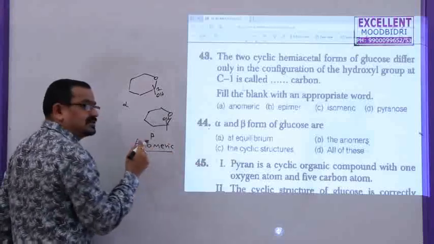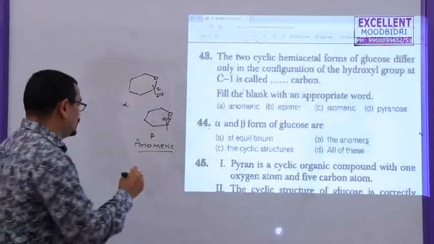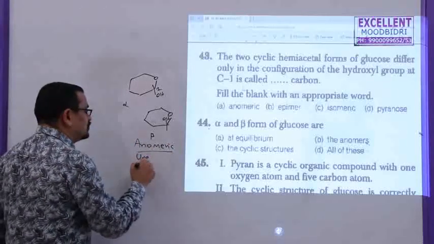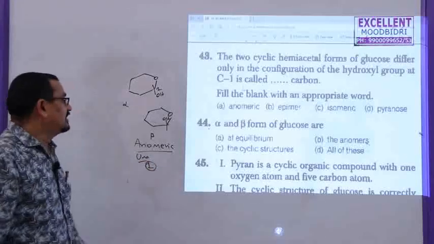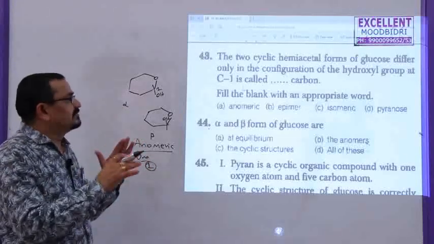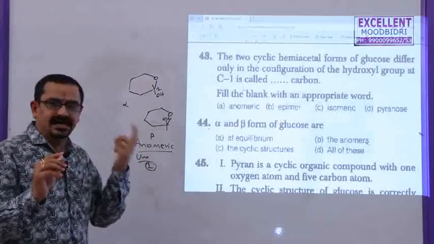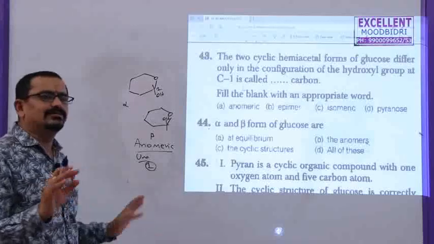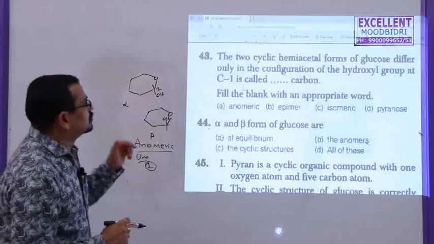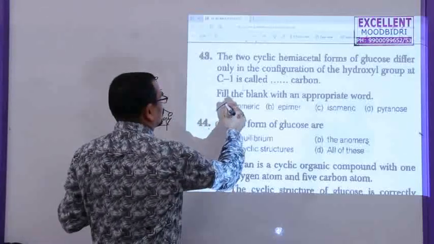Ano is derived from uno, which means one. Isomers which differ at the configuration of the first carbon are called anomers. At any other carbon in general, they are called epimers. So for this question, it is the anomeric carbon.